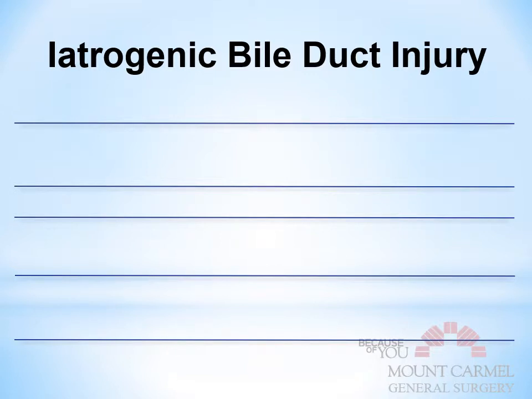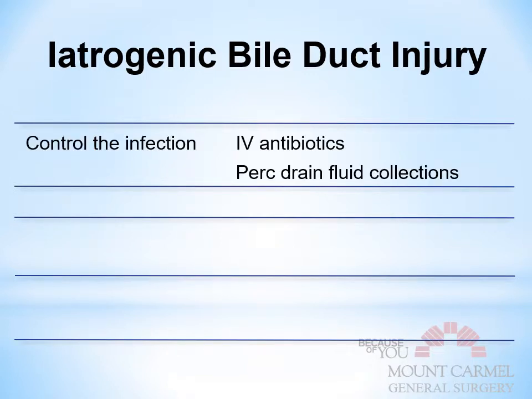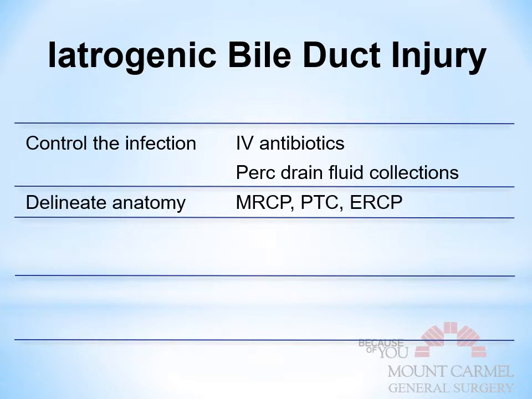Now, if you do happen to have an iatrogenic bile duct injury during one of these procedures, we're just moving along to the next section of the chapter, which is bile duct injuries. You got to control that infection. So IV antibiotics and perk drain. Of course, you remove everything you can, but then you do IV antibiotics and a perk drain.